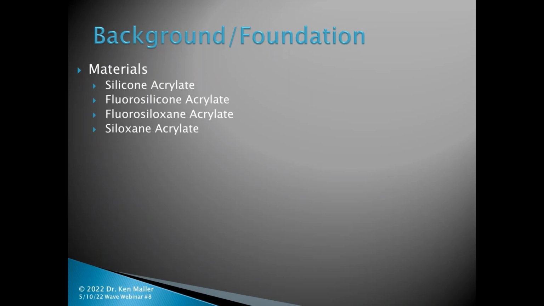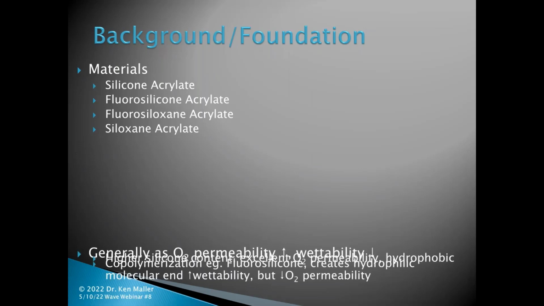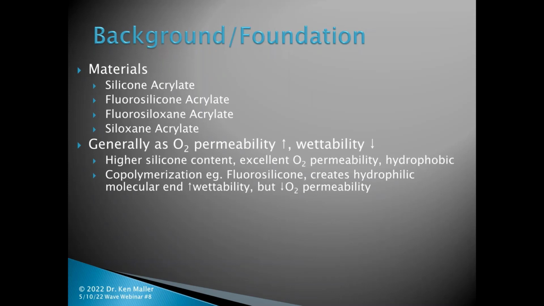Materials, broken down really into silicone acrylate, fluorosilicone acrylates, fluorosiloxane acrylate, and the siloxane acrylate. And that's true to even this day. Generally, as the O2 permeability increases, wettability decreases. Higher silicone content, you would have fantastic permeability, but the problem is that the silicone molecule is really hydrophobic, and that sticking out at the surface of the lens would really reduce the wettability properties of this lens, making it a little bit more uncomfortable.